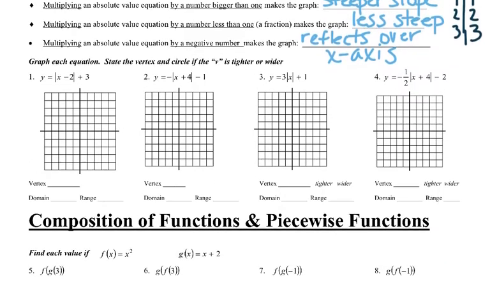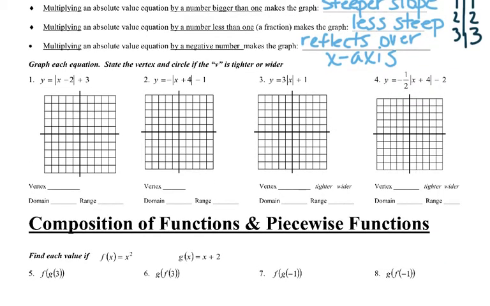So we want you to be able to do these without a calculator. We want you to be able to say, okay, this one goes right 2, up 3. So instead of at 0, 0, I go right 2, up 3, and then I make that normal looking V. So the vertex is 2, 3. Domain asks what kind of values can we plug in for x, and we can plug in any value for x, but the y values are all bigger than or equal to 3.